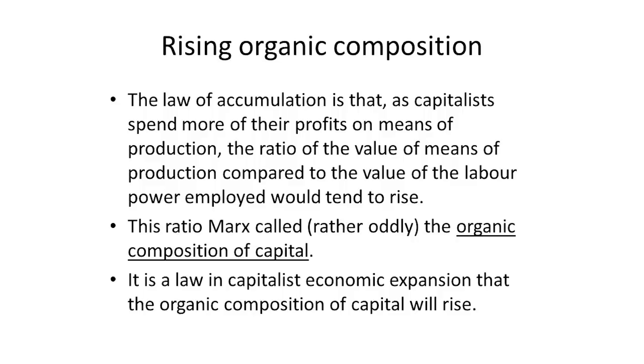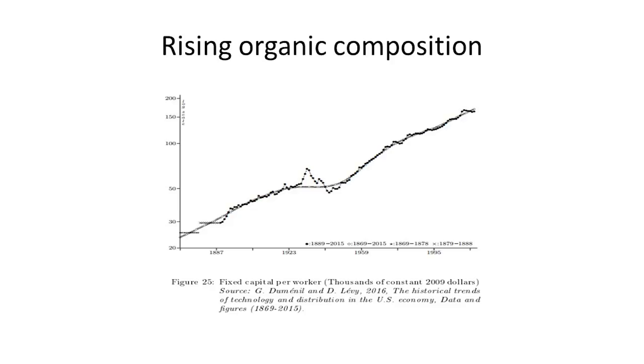And it's a law in capitalist economic expansion that the organic composition of capital will rise. That's the key part of the accumulation law. And here's the proof. This is Dumas and Levy, a French economist. They looked at America's amount of fixed capital per worker, so they measured the total amount of constant capital per worker in dollar terms, and they took out all the inflation and everything, and they started it in the 1880s to now, and you can see that the ratio of constant capital to variable capital has risen historically in the United States. That's empirical proof.